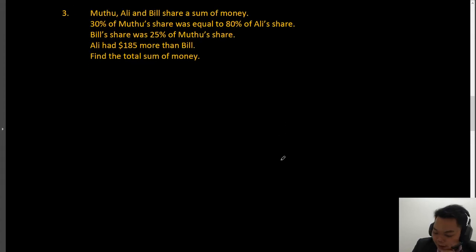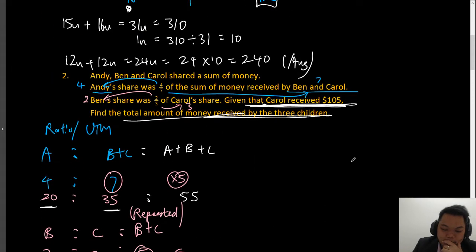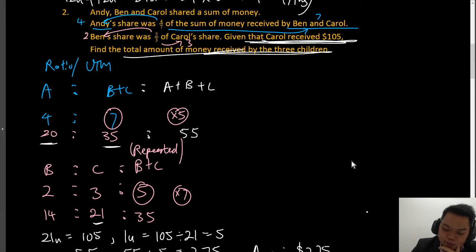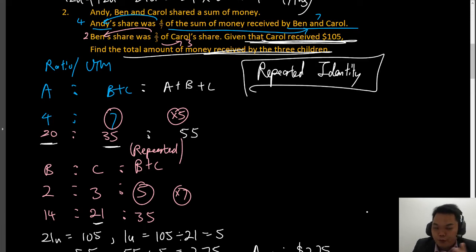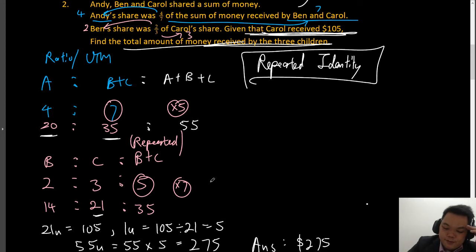So let's move on to number 3. Okay, before I do that, first things first, this is on repeated identity. A very central idea that you need to know for model drawing and solving primary maths problems. Okay? So let me go through this briefly by the model way. I won't spend too much time on it. So in the model form, this is how it will look like.